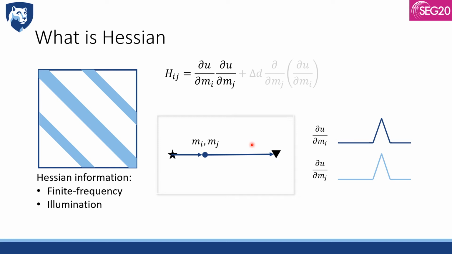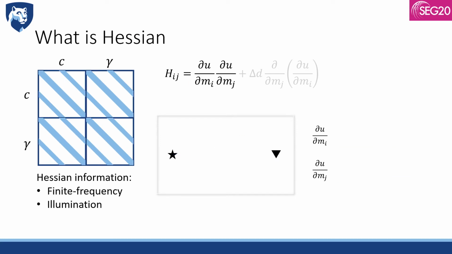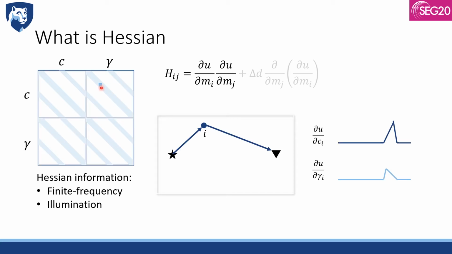So what about the multiparameter FWI? For example, in the viscoacoustic case, if we consider both velocity c and the attenuation gamma, the Hessian matrix will have a 2 by 2 block structure. The diagonal blocks are pretty much the same as the monoparameter case. Let's focus on the off-diagonal blocks. In particular, let's consider the element on the diagonal of an off-diagonal block. Then Mi and Mj represent the velocity and the attenuation at this specific point i, respectively. So Mi becomes ci and Mj becomes gamma i.